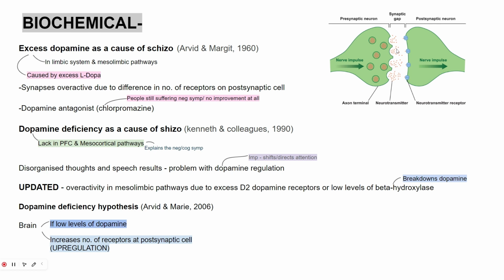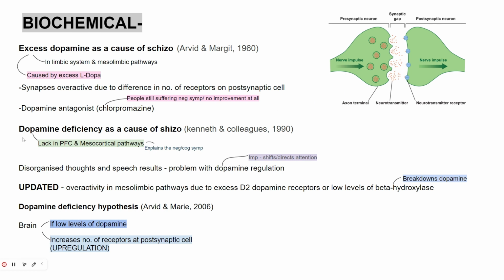If you look at this, these tiny things are neurotransmitters, dopamine, just for context. These are the receptors, and because there is a difference in the number of receptors, the synapses become overactive. And this overactiveness is mainly due to the excess of dopamine.